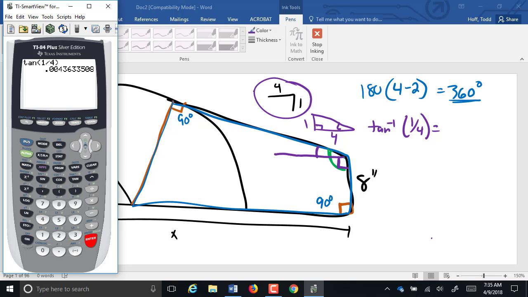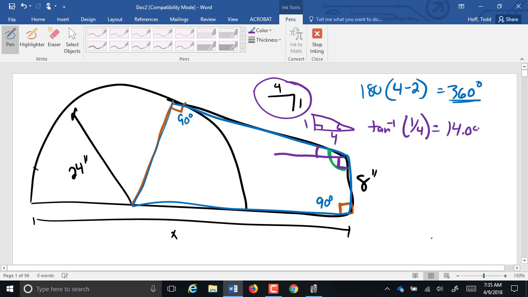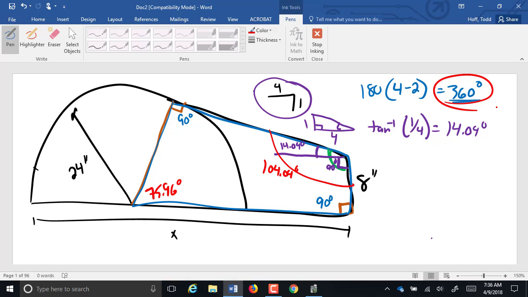That did not work. Let me get my inverse there. That sounds better. 14.04, we'll call it. So that is 14.04 degrees. This is 90 degrees, making that whole angle 104.04 degrees. Just add those two together to get that whole angle. Now that we have that, this one over here is 75.96 degrees. How did I get that? I've got to add it up to 360. Right, 90, 90, 104.04. What's left is 75.96.